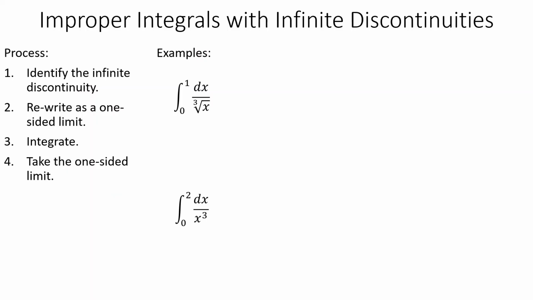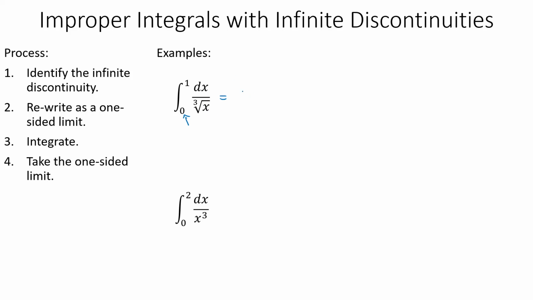All right, so when that happens, what we want to do is split it up into multiple parts. So identify the infinite discontinuity, rewrite as a one-sided limit, integrate, and then take the one-sided limit at the end. So we still have to rewrite it as a limit. So what we have to do first is figure out where the problem area is here. So for this guy, he's a fraction, x on the bottom. So 0 on the bottom is the problem area.